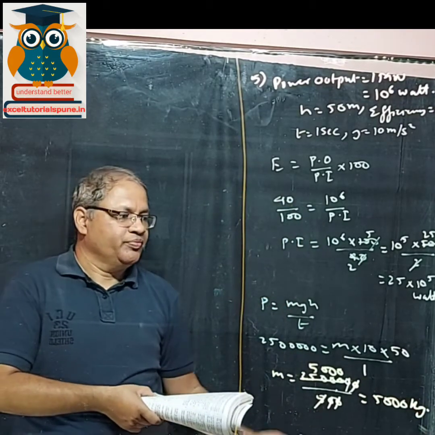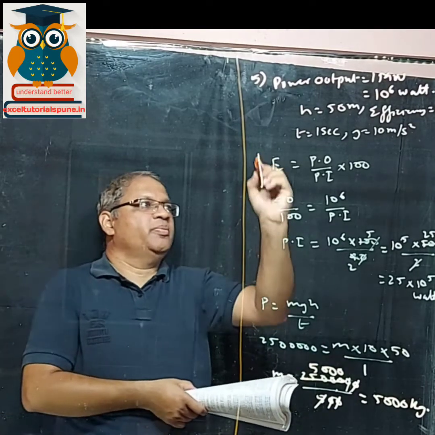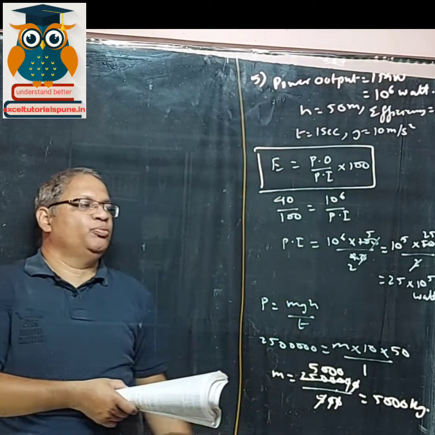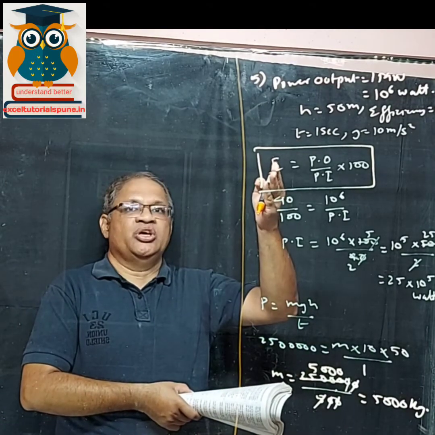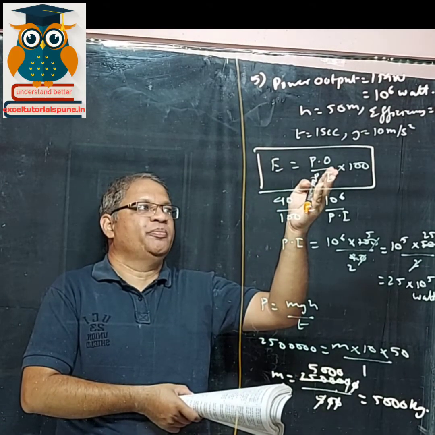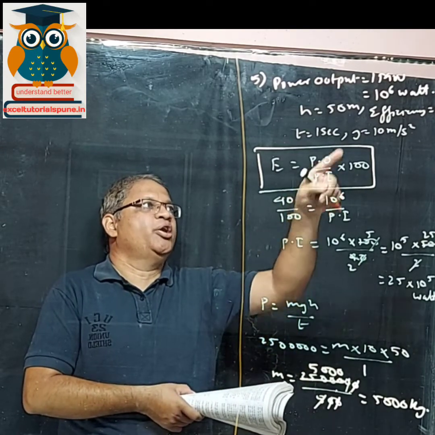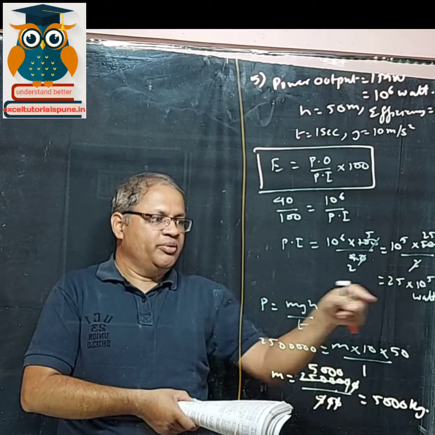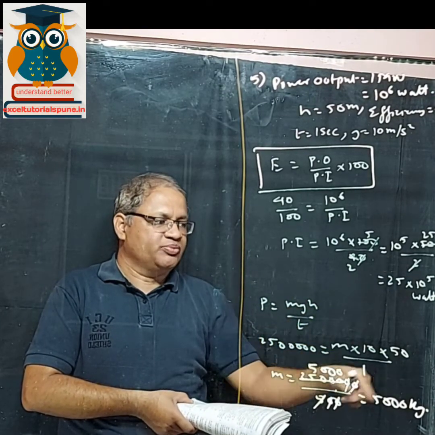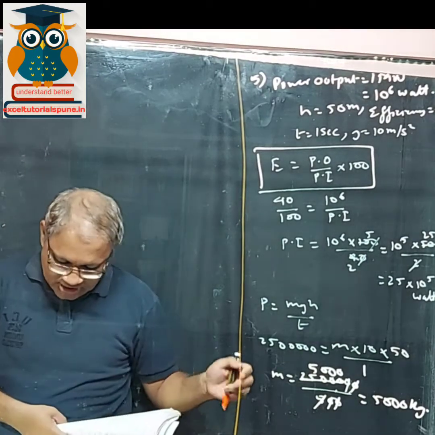Alright, got it? Just go through it once more. Just remember this formula. Efficiency is power output upon power input into 100. Efficiency is given 40%. So 40 upon 100, power output is given 10 raised to 6. We get power input, then that power input you use mgh upon time, substitute the values and you get the mass. Now the last sum, sixth sum.